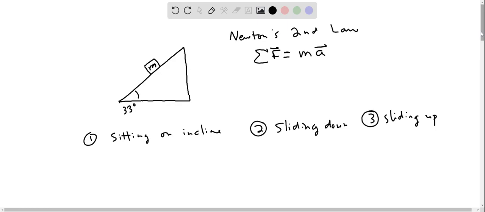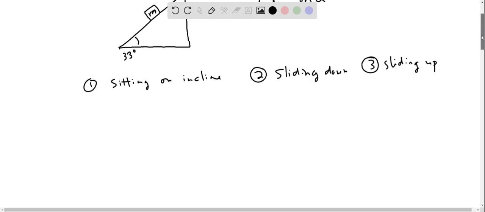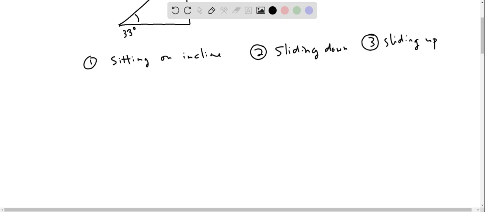So we'll take a look at three cases, and we'll see that the main difference between them is how the friction is behaving and what type of friction it is. So our first case is the box is just sitting on an incline. And here I'll draw the box as a point mass, and I will show the two components that you're interested in are along the incline and perpendicular to that.